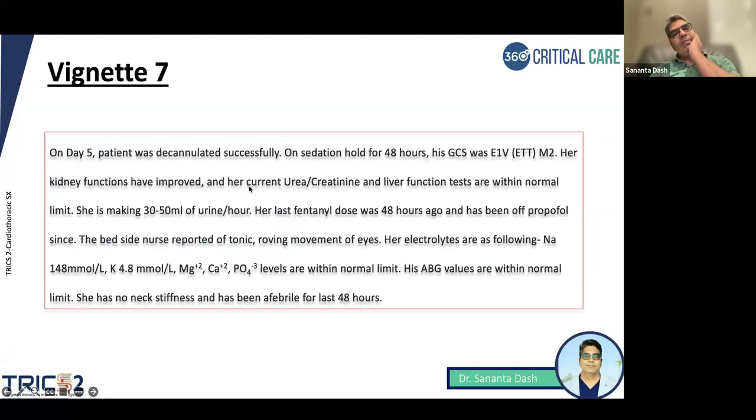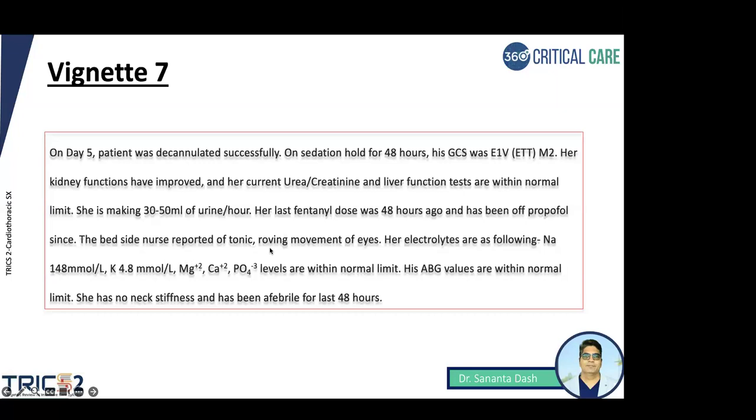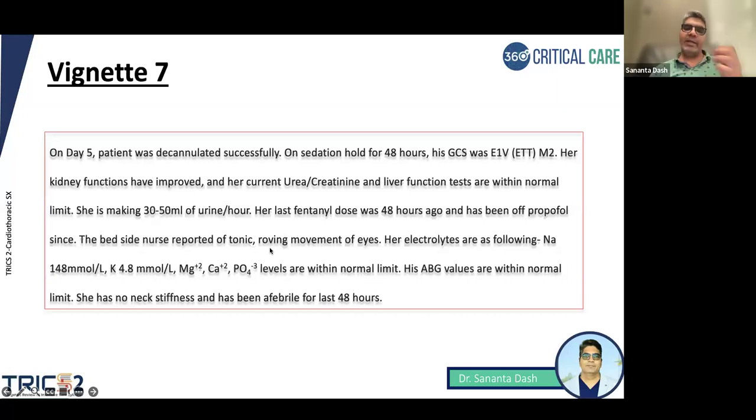Unit 7, day 5, patient was decannulated successfully on sedation hold for 48 hours. His GCS was E1, VT, and M2. Kidney functions have improved. Urea and creatinine, liver function tests are within normal limit, making 30 to 50 ml of urine. Last fentanyl dose was 48 hours ago and has been off propofol since. So 2 days observation. Bedside nurse reported the patient has tonic roving movement of the eye.